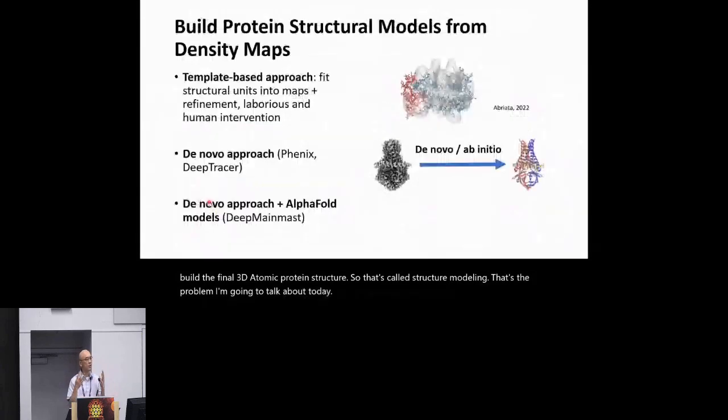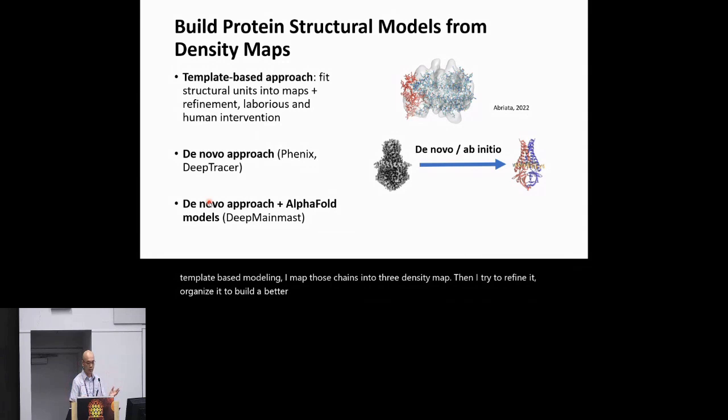There are already some methods used to build protein structures from density maps. The most widely used one is called the template-based approach. I first get a structure for each unit, each chain of the protein complex, from AlphaFold or template-based modeling. I map those chains into the 3D density map. Then I try to refine and optimize it to build a better structure.